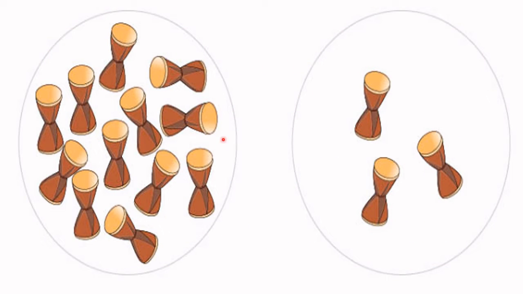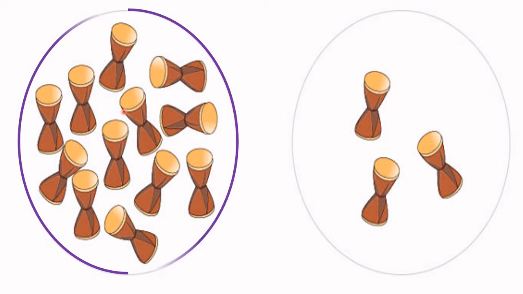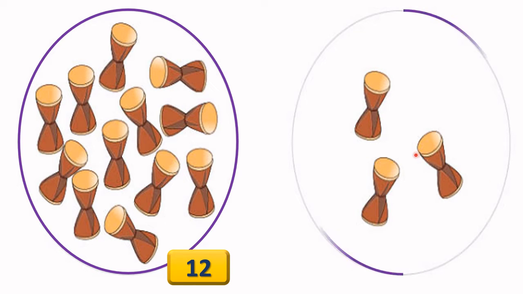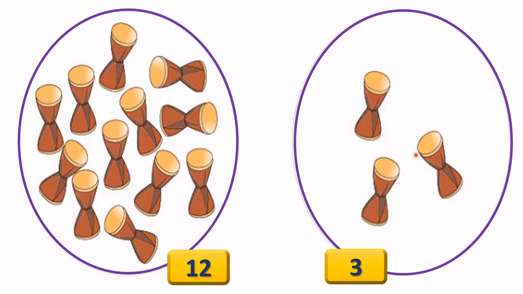Dear children, here you can see dumb-roos. This is the first group of dumb-roos and this is the second group. In the first group, there are totally 12 dumb-roos. Just now I have counted. Okay. And in the second group, there are 3 dumb-roos. Right? Now here we have two symbols. This is greater than, this is smaller than. And 12 is the first number, the first group. This is 3, the second group.